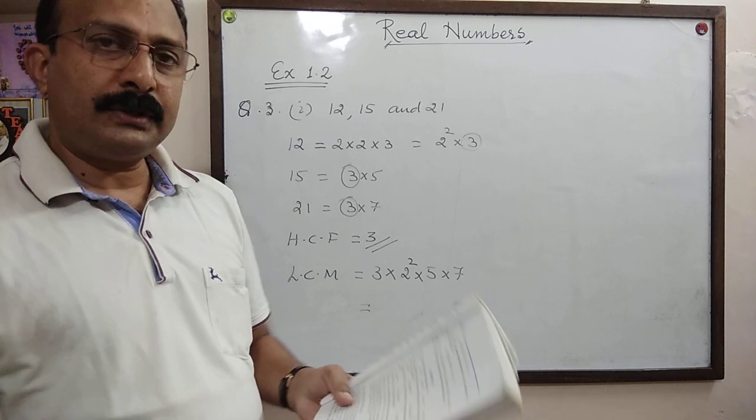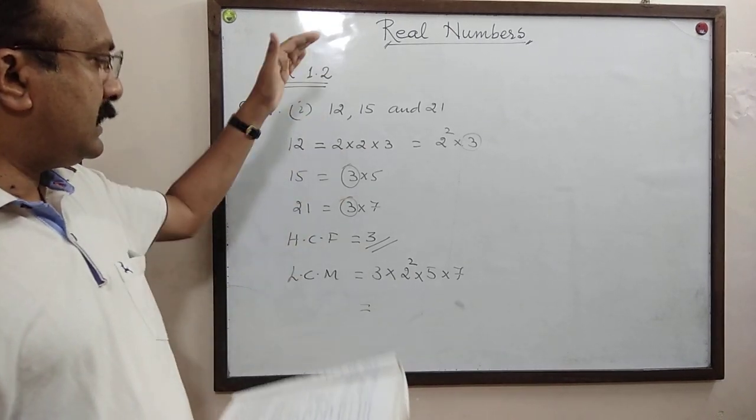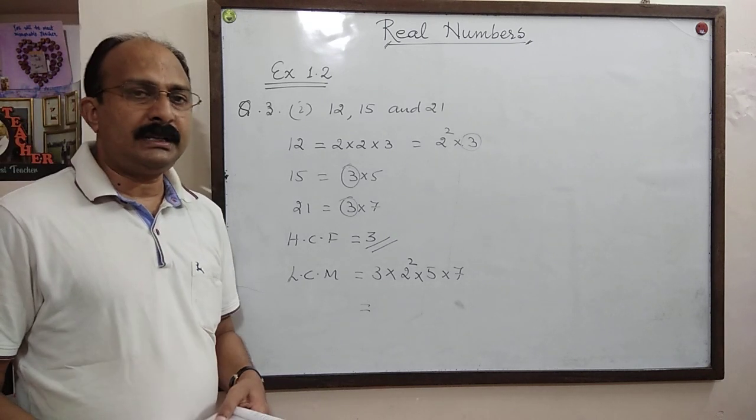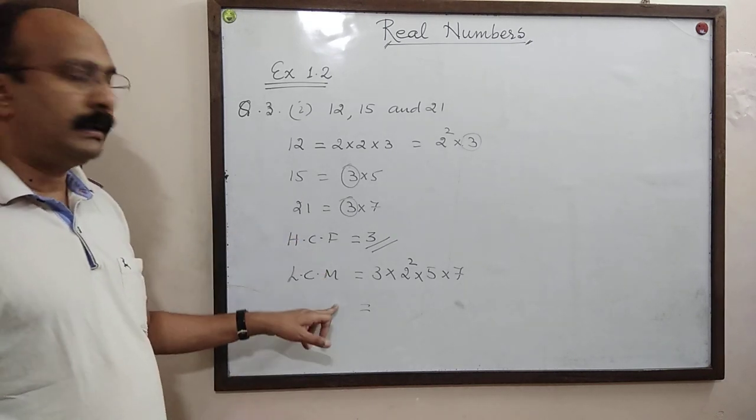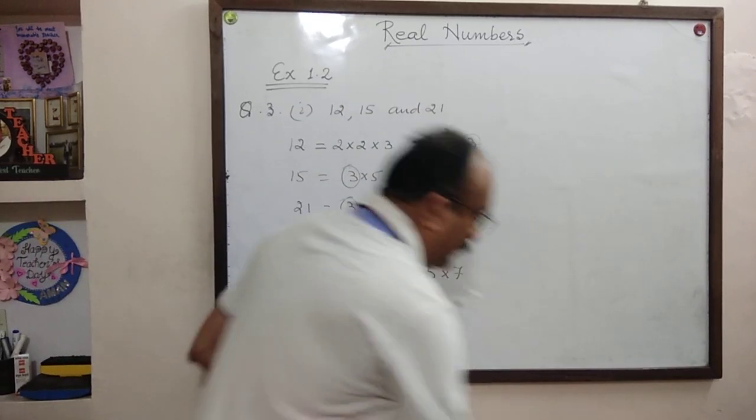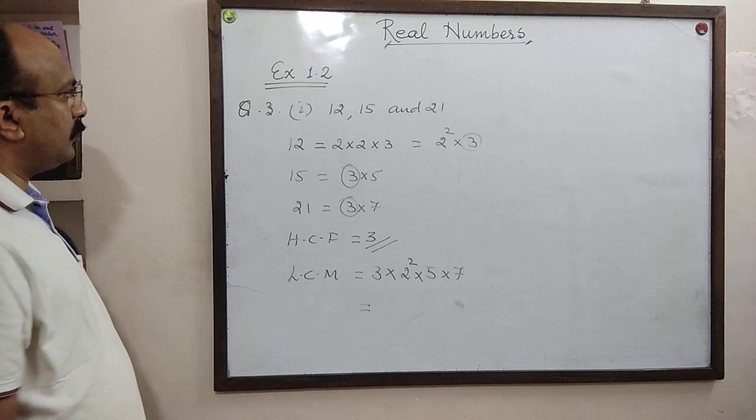You are given two more questions. Please do it as I did. Very simple. Do the individual prime factorization and remember the rule for HCF and LCM. Now question number 4.